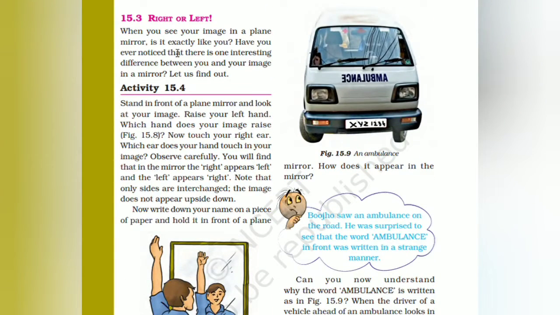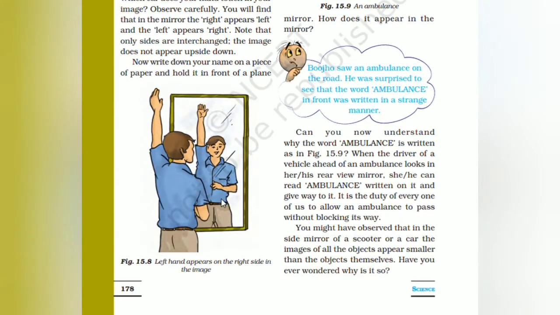Right or left. When you see your image in a plane mirror, it is exactly like you. Stand in front of a plane mirror and look at your image. Raise your left hand. Which hand is raised in the mirror? It will be seen as the right. Now touch your right ear. In the mirror, we will see it as left. Only the sides are interchanged. The image does not appear upside down.